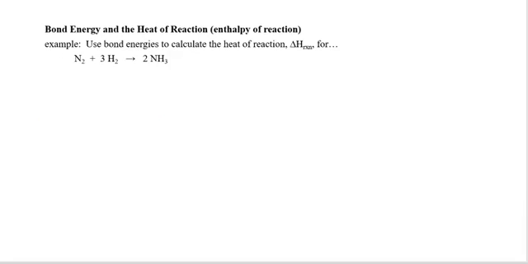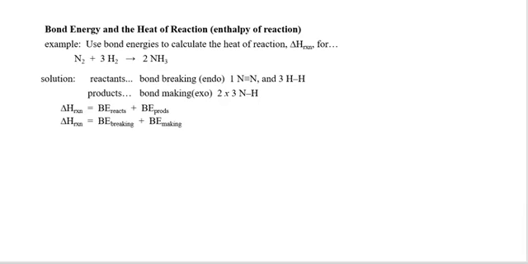As an example, let's look at bond energies and calculate the heat of reaction for N2 plus hydrogen gas to make 2 ammonia. If you look at that, in the reactants, you're going to have a nitrogen and 3 hydrogens. And in the products, you got NH. So you have to break the bonds of the reactants and make the bonds of the products.